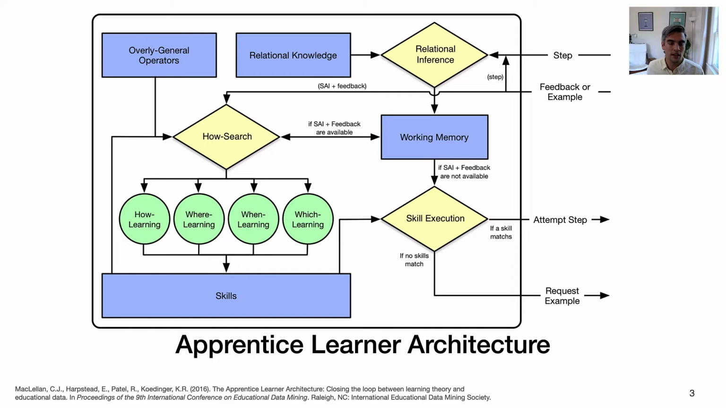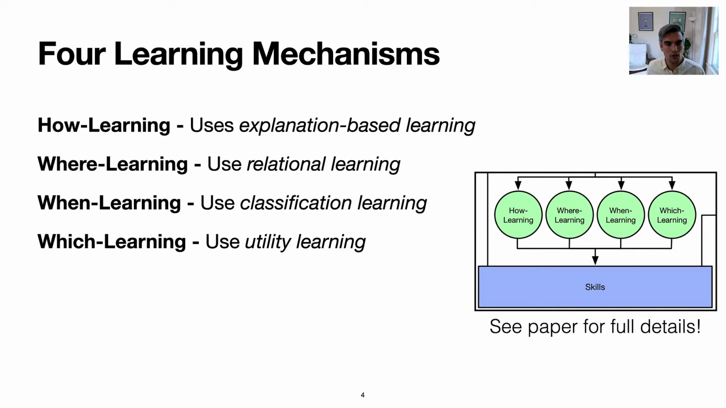I don't have time to go into the details of our model during this short talk. However, I will briefly discuss our model's learning mechanisms. The system has 4 learning mechanisms it uses to learn from examples and feedback. These are how learning, where learning, when learning, and which learning. The architecture is configurable, so the researchers can use different machine learning approaches for each mechanism depending on their goal.